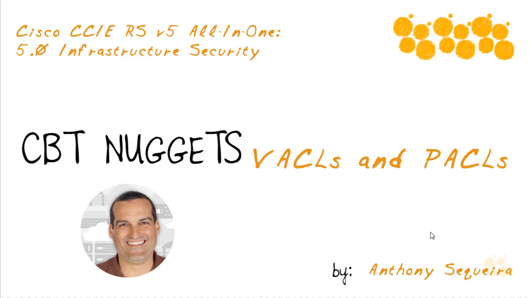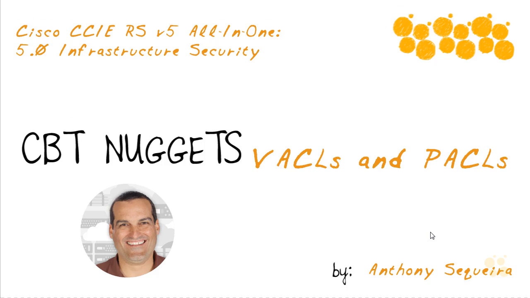Think about a multi-layer switch. This switch can do a lot when it comes to access control lists. We can have on the layer 3 ports VACLs or router access control lists. But what we want to explore in this particular nugget is access control lists applied to a layer 2 switch port. We call these PACLs or port access control lists.